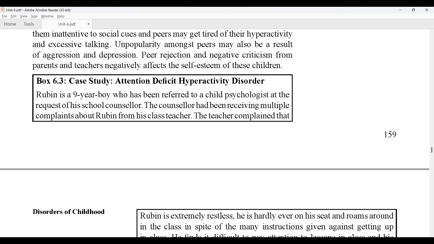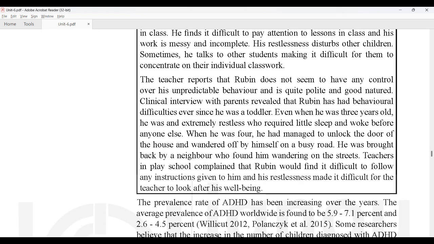Box 6.3, Case Study, Attention Deficit Hyperactivity Disorder. Ruben is a 9-year-old boy who has been referred to a child psychologist at the request of his school counselor. The counselor had been receiving multiple complaints about Ruben from his class teacher. The teacher complained that Ruben is extremely restless. He is hardly ever on his seat and roams around in the class in spite of the many instructions given against getting up in class.